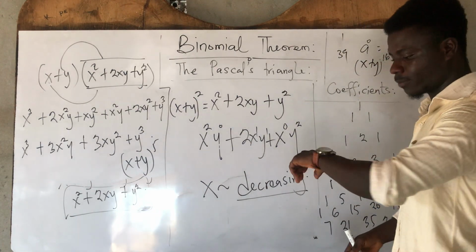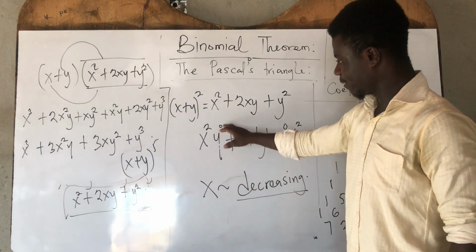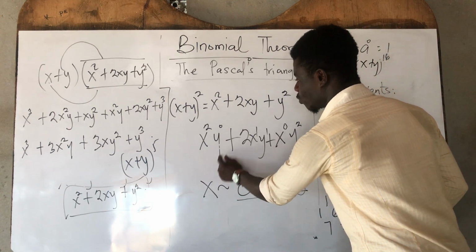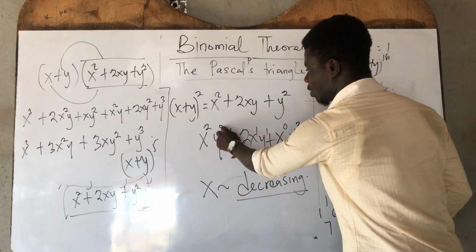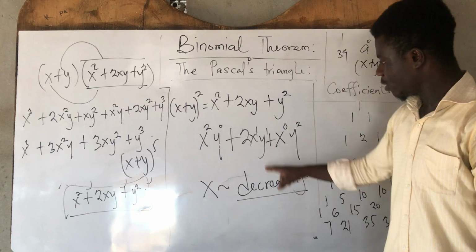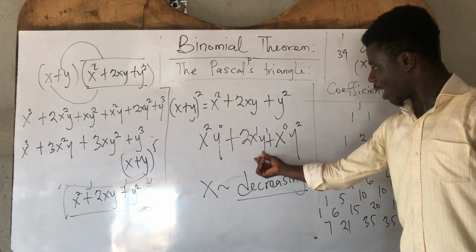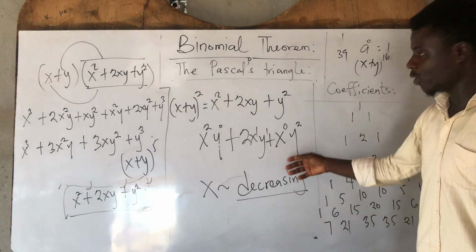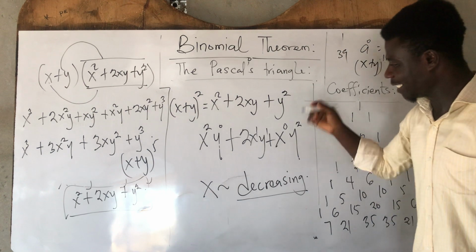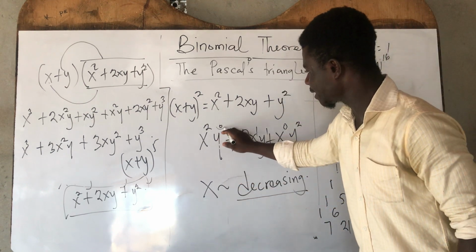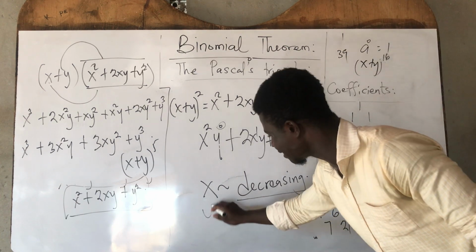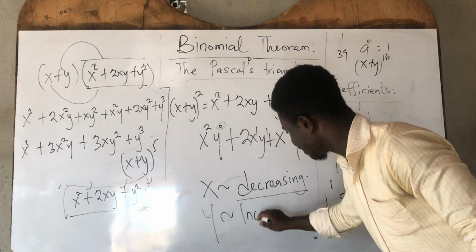Now let's see for y. Here y is to the power what? 0. Or y exponent 0. Now when you come to the next term, it's y exponent 1. When you come to the next term again, it's y exponent 2. So we can see that y starts from 0, then it increases to 2. So we can state that y is increasing.